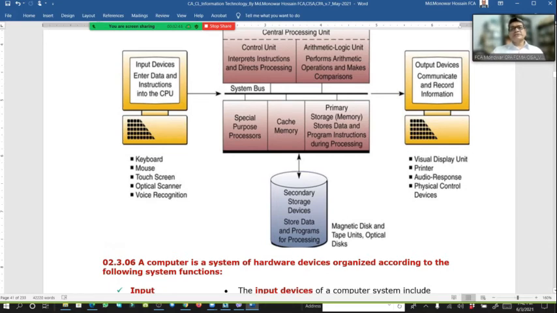Here we can say there is a primary memory, that is a storage memory, which stores data and program instructions during processing, and also cache memory and a special purpose processor used within this component. And the secondary storage device, that is a magnetic disc, tape, optical disc, etc., are the secondary storage devices, and they store data and programs for processing.